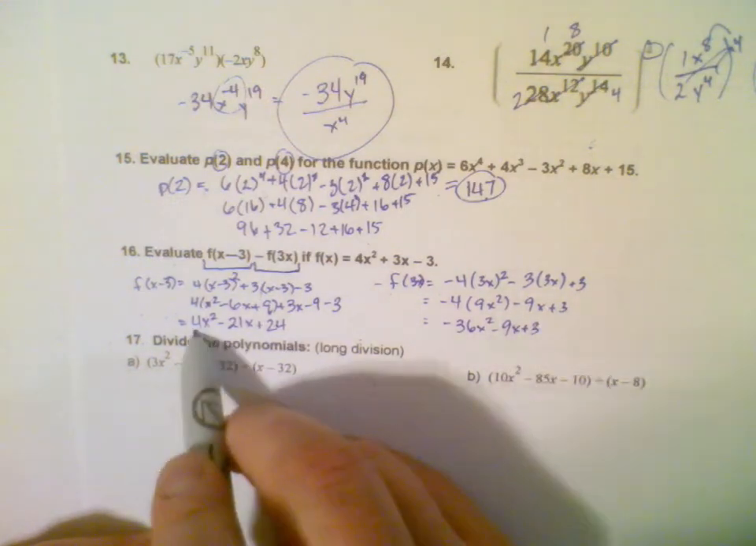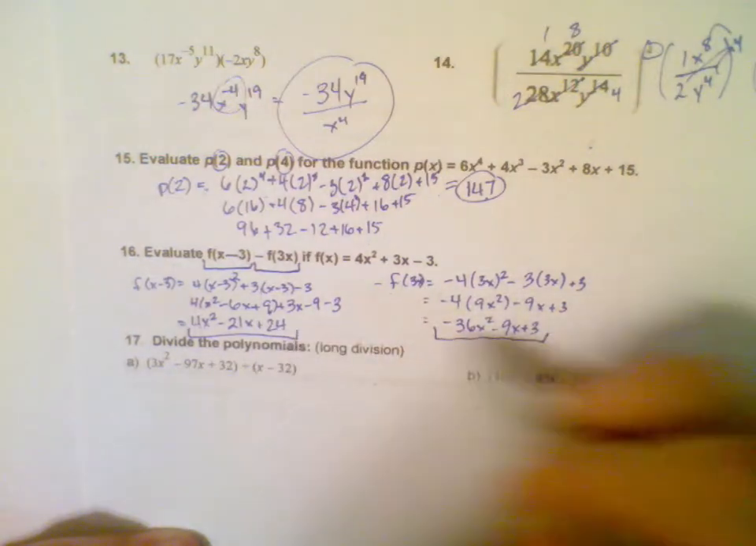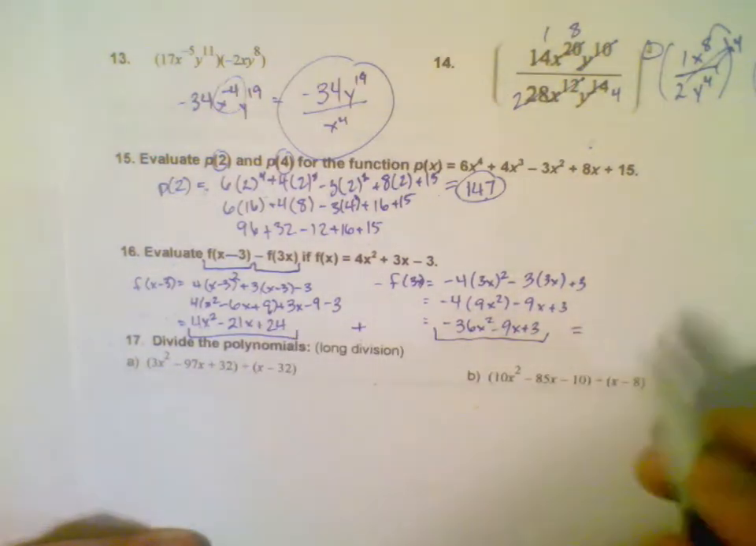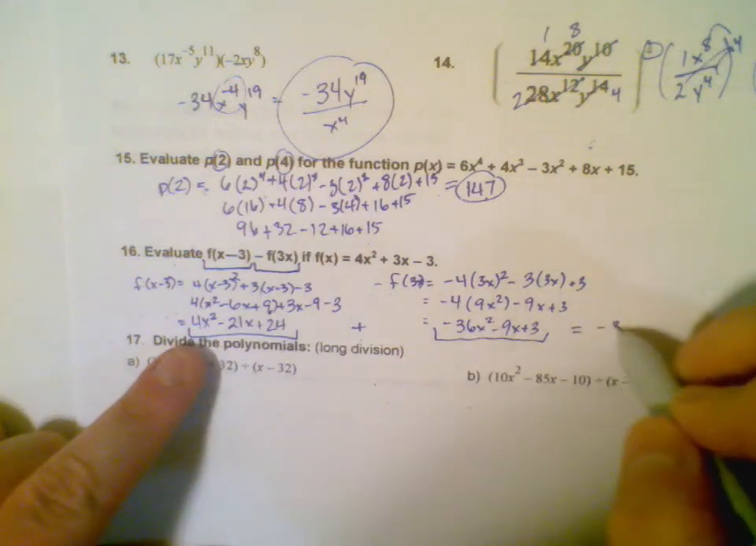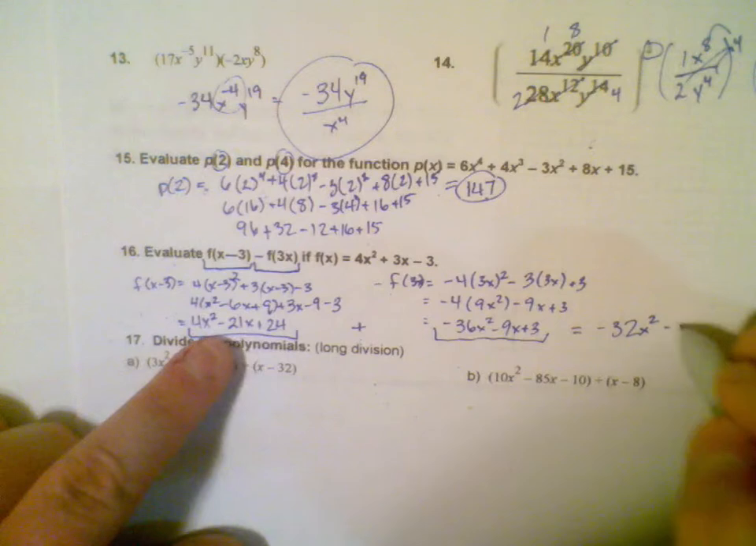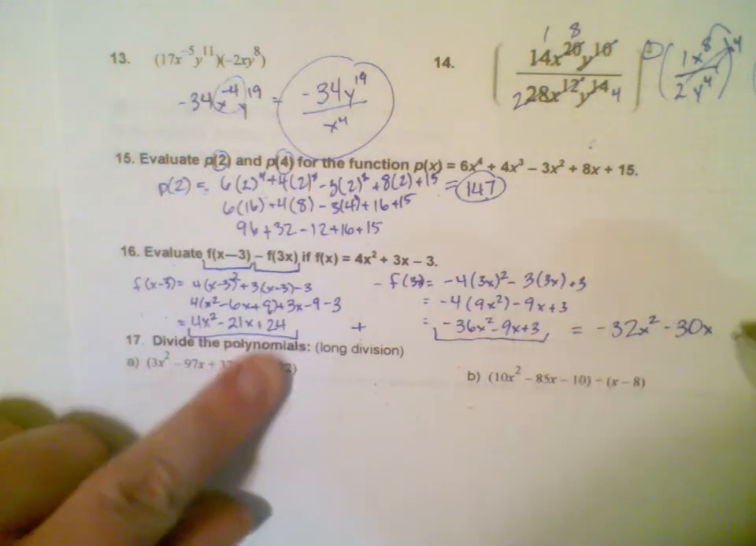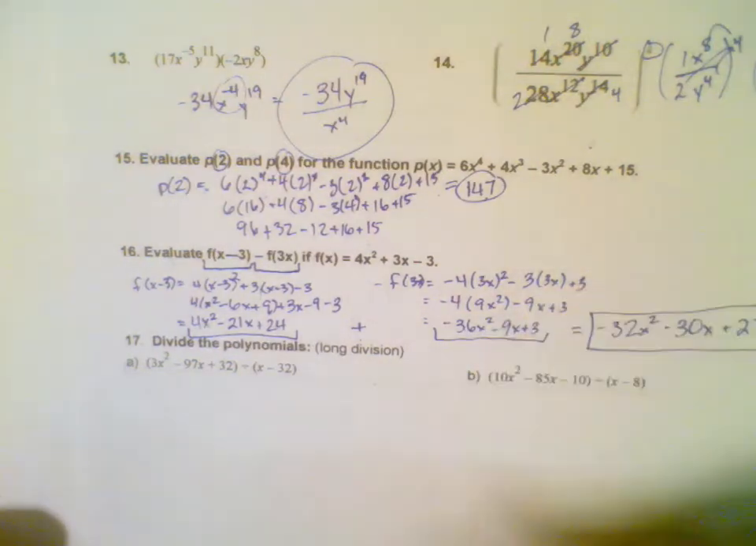Now I'm just going to add these two together. So I'm going to add this one with this one to get my final answer. So 4x squared minus 36x squared, that gives me a negative 32x squared, negative 21, negative 9, so that's negative 30x, 24 and 3, that's 27, and then that is your final answer. Okay? That's the best way to do that. Easiest way to do it.